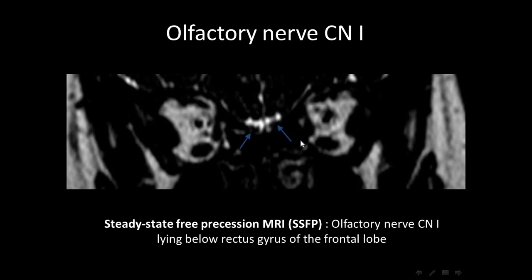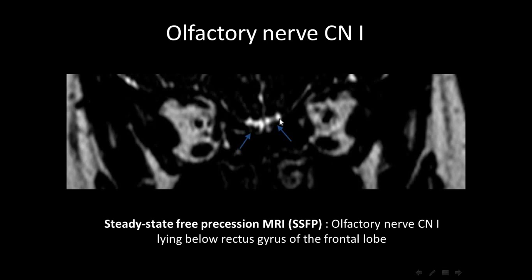This is a special MRI sequence. It's called steady state free precision image or sequence. This sequence is used to give a high resolution between the iso-intense signal of the cranial nerves and the hyper-intense signal of the CSF. Therefore, we can see the cranial nerves passing through the CSF cisterns clearly.